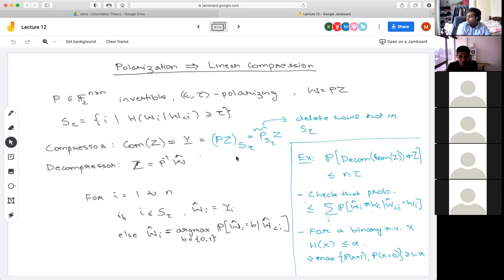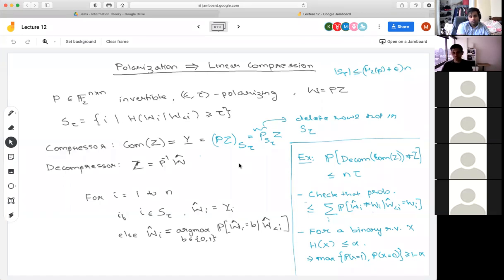That's at least something which gives me an output with the right dimension, because the size of S tau is about correct. It's an epsilon-tau polarizing matrix. So the size of S tau, as we said, is less than or equal to the binary entropy of P plus epsilon times n. So the output of the compressor is about the right size. The fact that you can decompress it requires work, but the decompression is not too involved.